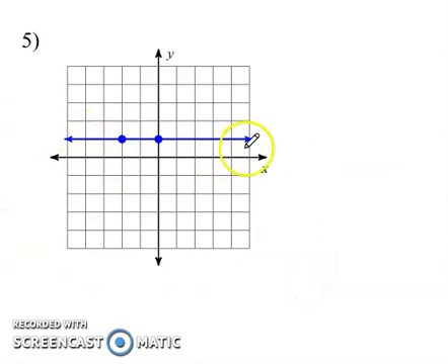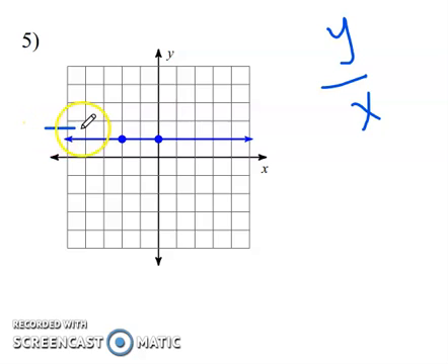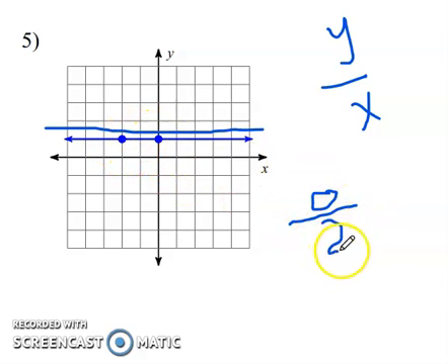Okay. Remember, slope can be positive, negative, 0, or undefined. So when we talk about slope, y over x. Now, this slope is 0. Here's why. Look, it's not going up or down. It's going straight across. So my rise is 0. And my run is 2. And if you type 0 divided by 2 in a calculator, you will get 0. The slope is 0. It's a straight line across. It's flat.